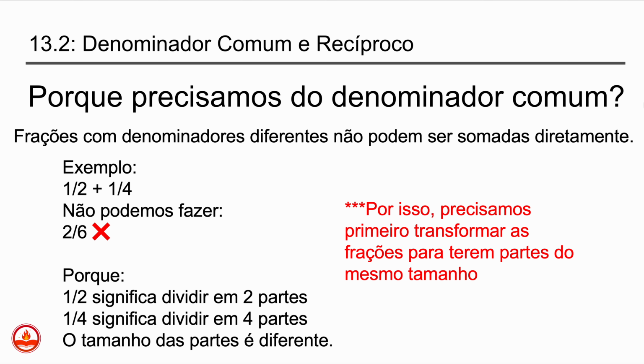Let's look at this example. 1/2 plus 1/4. Can we simply add the numbers? No, because the parts are different sizes. 1/2 means the whole is divided into 2 equal parts. 1/4 means the whole is divided into 4 equal parts. Since the parts are different sizes, we must first make them the same size. That is why we find a common denominator.